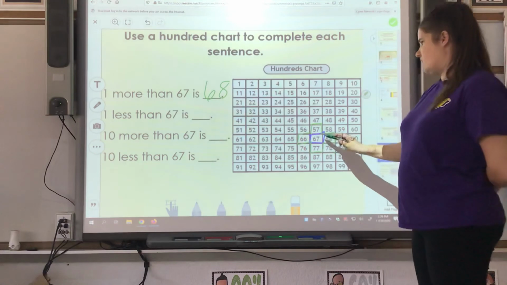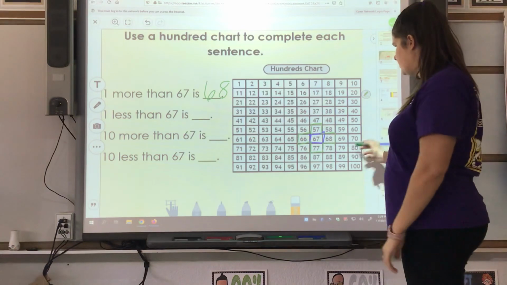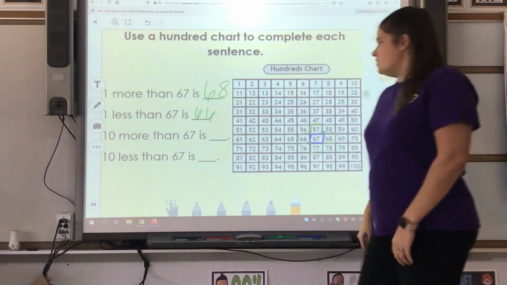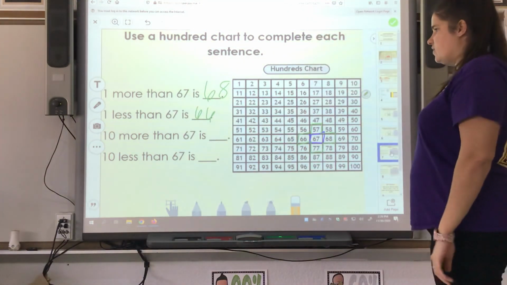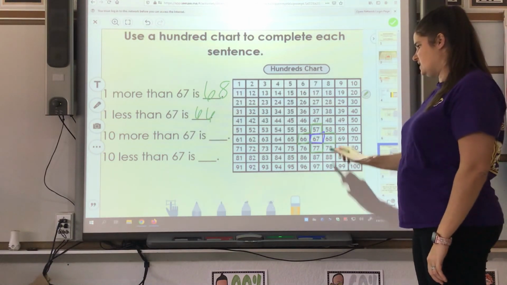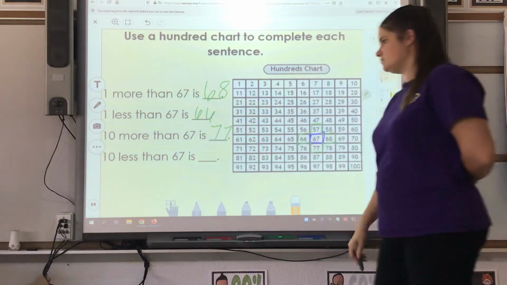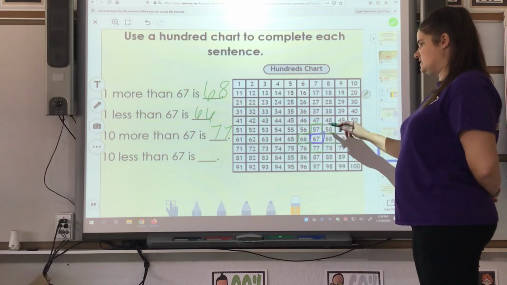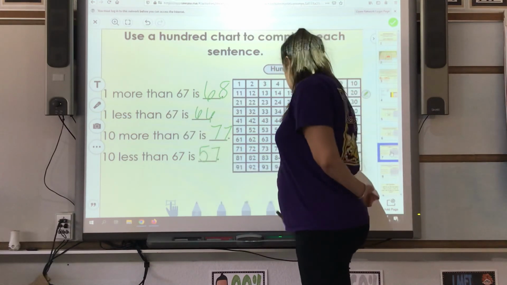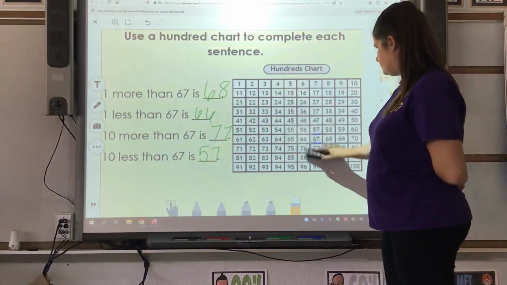1 less than. When I'm doing less, I'm going to the left. They both start with an L, so that's how I remember it. 67 minus 1 is 66. 10 more than 67. When I have more, I need to go below. So 10 more than 67 would be 77. And 10 less than 67 would be 57. So using the hundredths chart as a guide and drawing your plus sign could really help you.